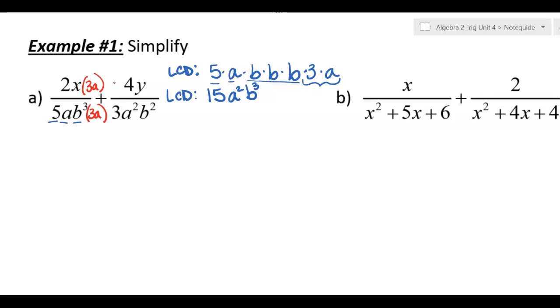And then the second one has a factor of 3. It has 2 factors of a and 2 factors of b. So it's missing this extra factor of b and the factor of 5. So I'm going to multiply by 5b. And so that's made the common denominator for both of our fractions. So that 15a squared b cubed is now the denominator for both of these. See? 15a squared b cubed, 15a squared b cubed. They now both have that denominator, which means I can write it as one fraction with that denominator.